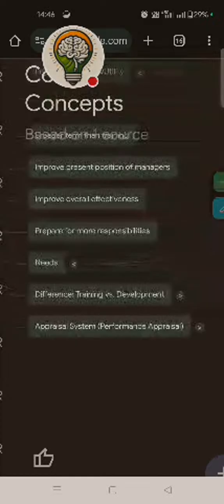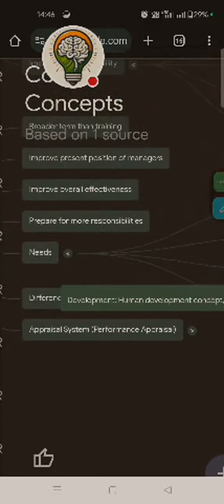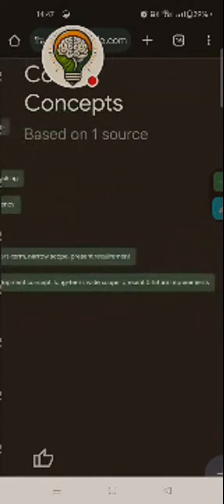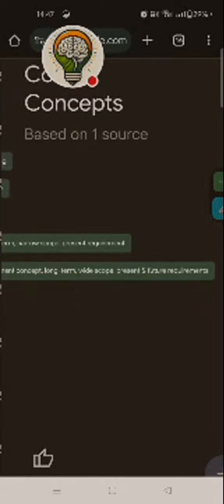Then comes the difference between training and development. Training is a technical term with narrow scope and present requirements, and development is human development, a concept that is long term, with wide scope and future requirements.